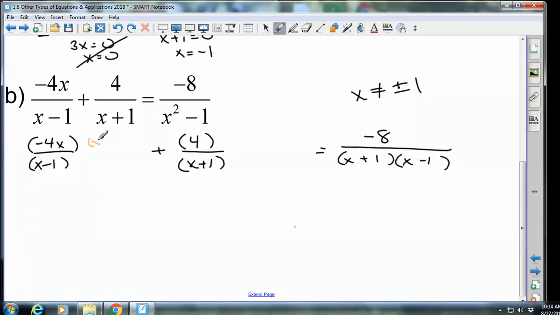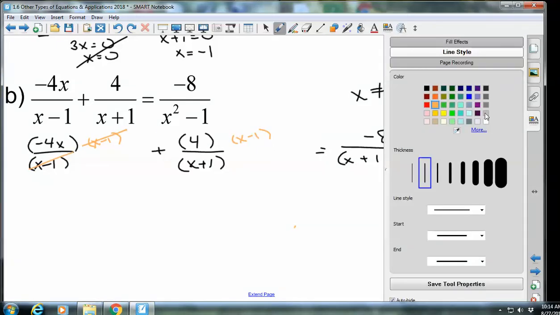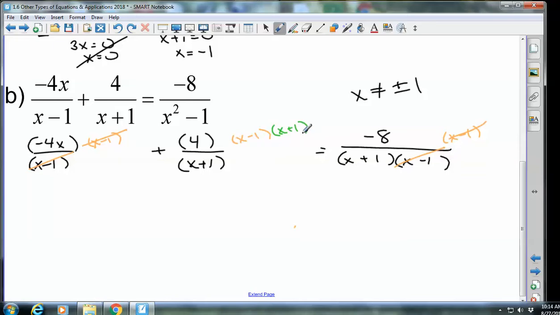First fraction has x minus 1. So I'm going to take everything times x minus 1. So I know those cancel and these cancel. Second fraction has x plus 1. So you also have to multiply by x plus 1. I saw a few people that forgot to put the x plus 1 on the first term. Whatever you do to 1, you have to do to all 3. So those drop and those drop.